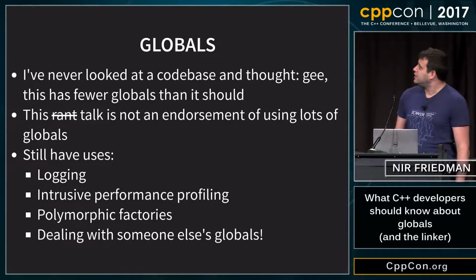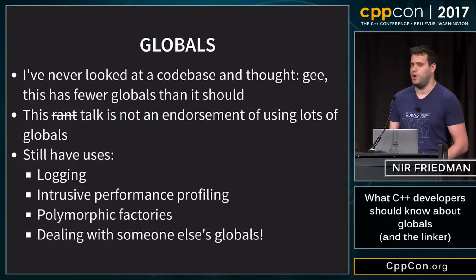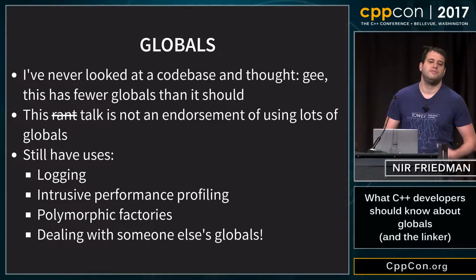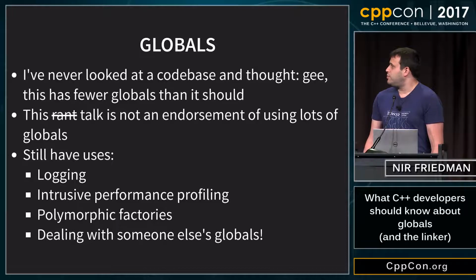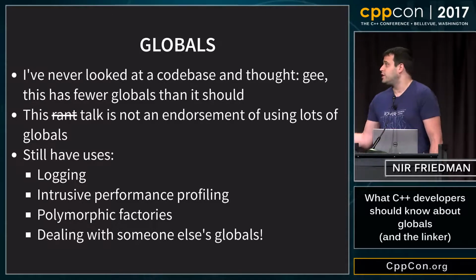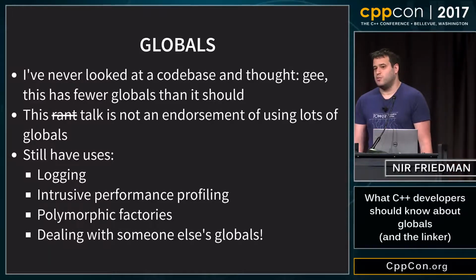Okay, so globals. I've never seen a code base and thought to myself, wow, there's not enough globals here. If there were only more globals, this code would be so much better. So the talk's not an endorsement of sprinkling globals everywhere once you know how to use them. But in my experience, there are things that are best done using globals. So here are 3 examples that I've used firsthand often: logging, intrusive performance profiling, and polymorphic factories.